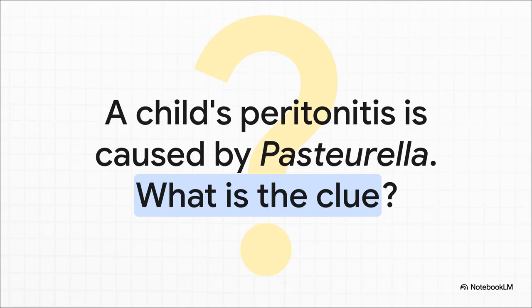Okay, case number 2. A 7-year-old girl develops peritonitis. But this time, the lab cultures a very unusual organism, Pasteurella multocida. When the team asks more questions, the family mentions their pet cat often plays near her dialysis machine. What critical clue does this specific bacterium give us about the source of her infection?